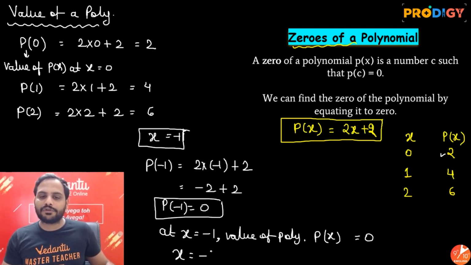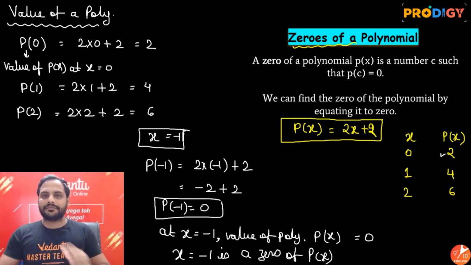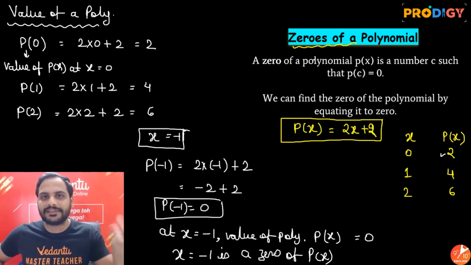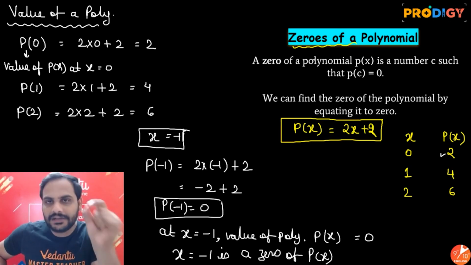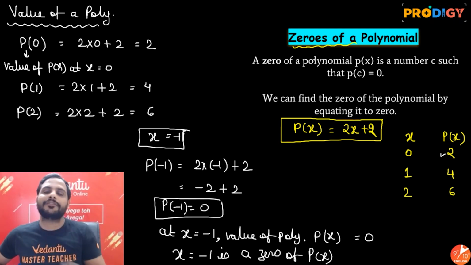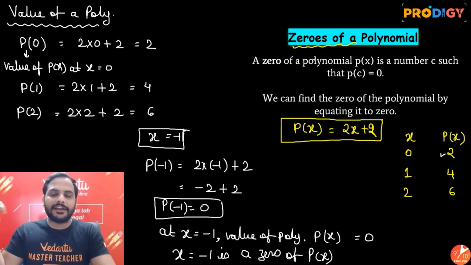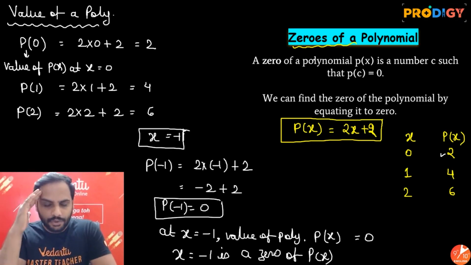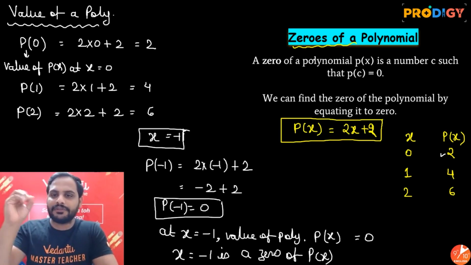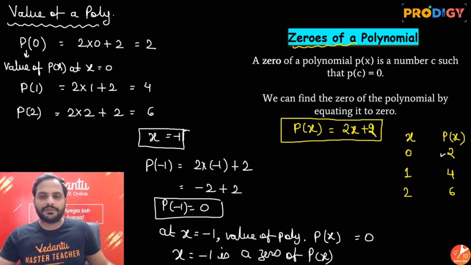So I can say x equal to minus 1 is a 0 of polynomial p(x). The value of the polynomial p(x) at x equal to minus 1 is equal to 0, so x equal to minus 1 will be called the 0 of the polynomial. So a 0 of a polynomial means that value of the variable for which the value of the polynomial becomes 0. Whenever I talk about zeros of a polynomial, the only thing is that at that value of x, the value of polynomial will become equal to 0.